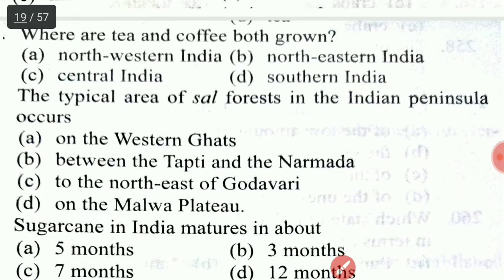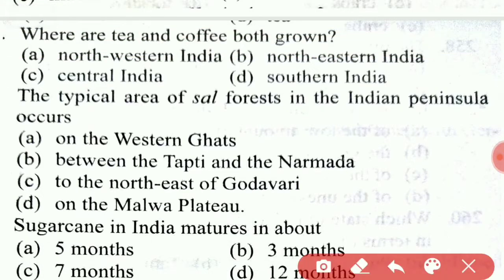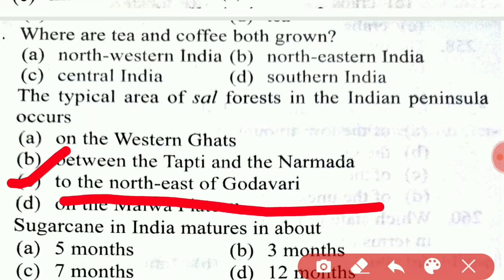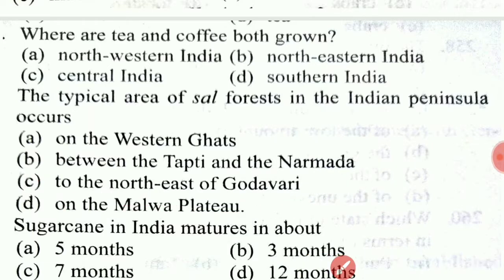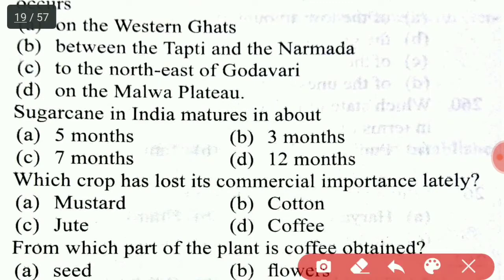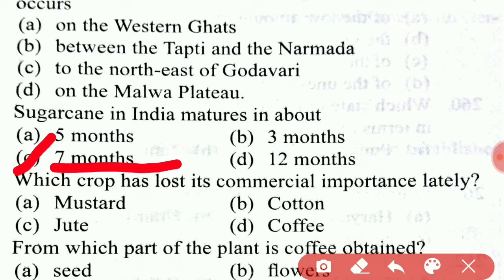Next, the typical area of sal forest in the Indian peninsula occurs to the northeast of Godavari. Sugarcane in India matures in about, option C is the right answer, 7 months.